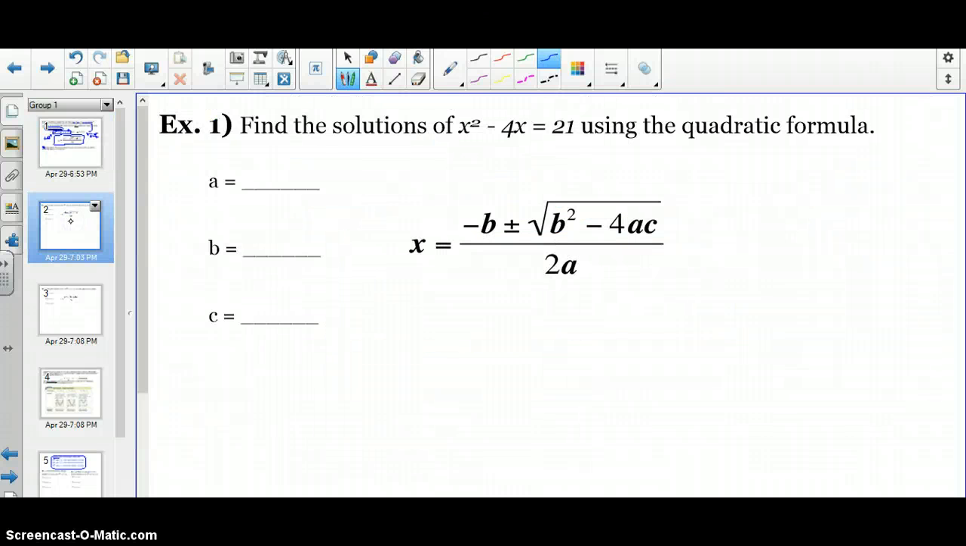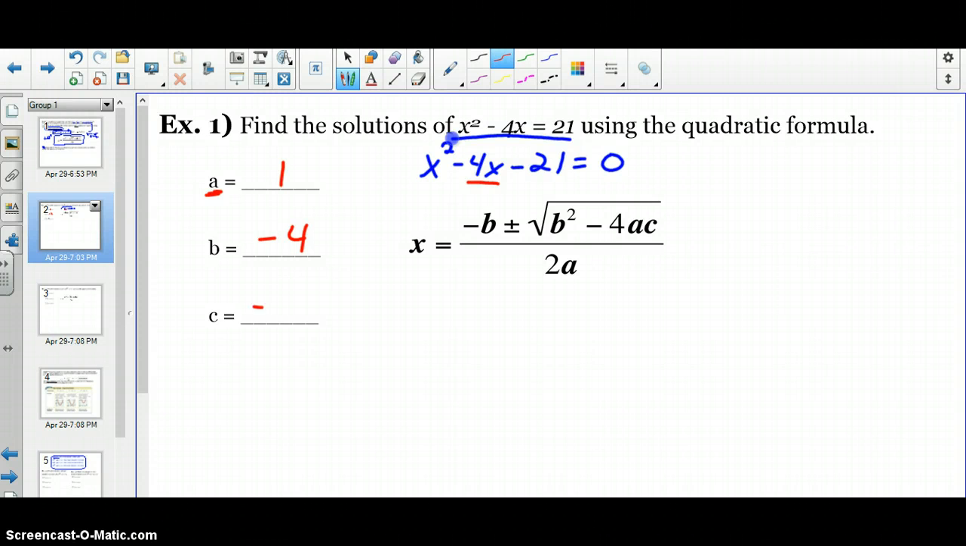So let's look at the first one here. Let's first start by putting this in standard form. I'm going to subtract 21 so that I have 0 on the other side. Alright, so let's go through and figure out what each variable is. A is the coefficient on x squared, which would be 1. B is the coefficient on the middle term, which is negative 4. C would be negative 21. Once you have A, B, and C figured out, you're just going to plug these values into your formula.